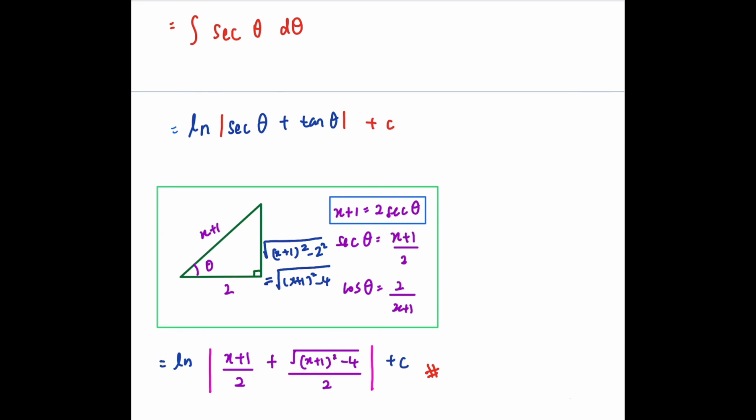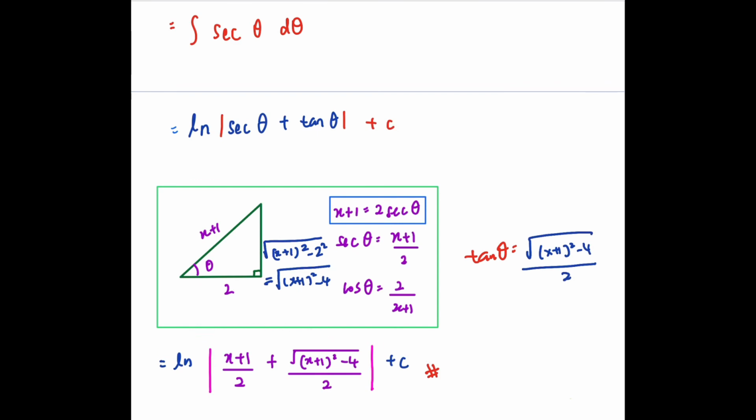So now we are ready to open up. Let's open up ln modulus secant theta. So we already have the value for secant theta, which is x plus 1 over 2, plus tangent theta. So now let's find out what is tangent theta. So from here, let's read our tangent, opposite over adjacent. So this is just square root of x plus 1 squared minus 4 over 2. Okay, opposite over adjacent. So let's fill in at your tangent theta here. This is just this value here, square root of x plus 1 squared minus 4 over 2. Close your modulus and write plus c. Therefore, this is your final answer.